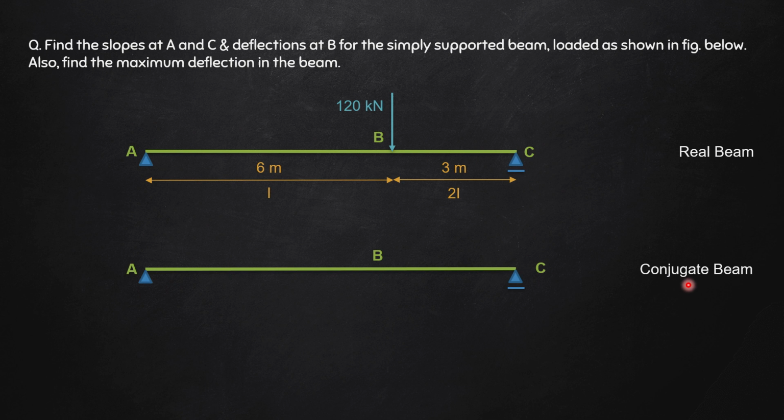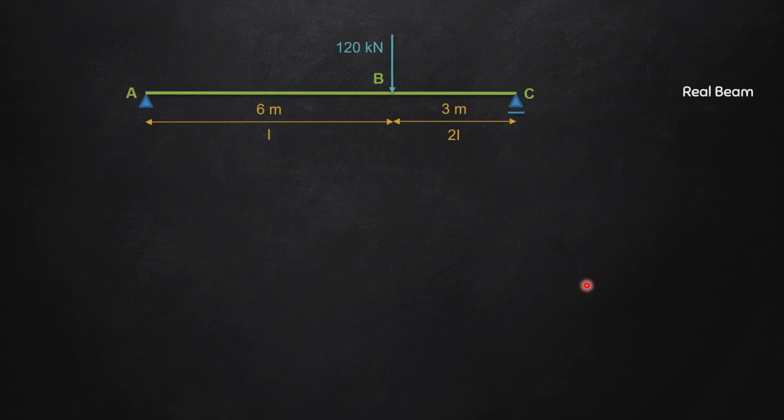This has already been discussed in the first video, that the conjugate beam of a simply supported beam remains as a simply supported beam. So now our next step is to find out the M by EI diagram of the real beam. Now, in order to do that, I will have to first find out the support reaction, either VA or VC. Alright, so in order to do that, I will be using the equation of equilibrium.